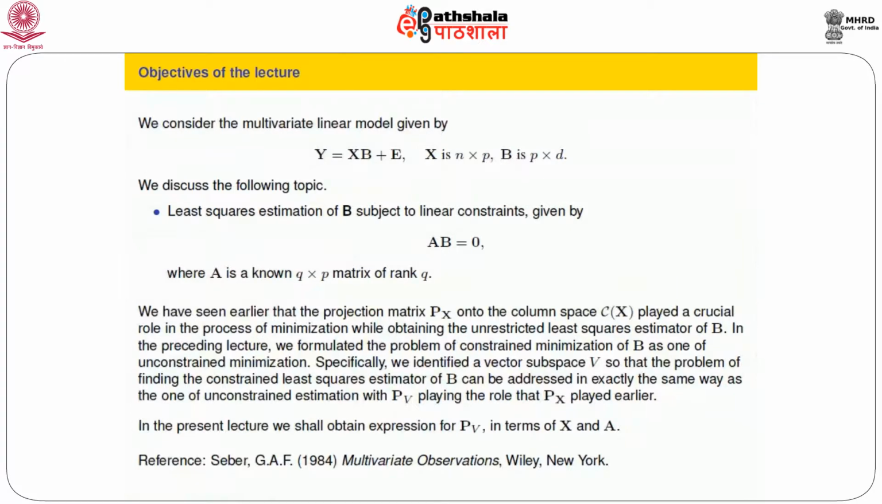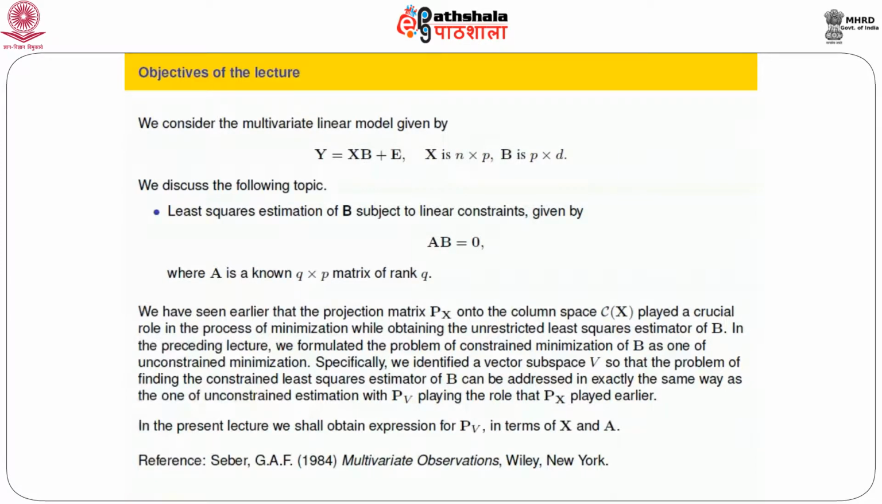So let's briefly recall. In the third lecture, we could recognize that this problem of constraint estimation can be recognized as an unconstrained estimation problem. In the unconstrained estimation problem, the projection matrix onto the column space of X plays a crucial role. In this case, we have identified a suitable vector space V so that the projection matrix onto V will play exactly the same role. And in this lecture, we are going to find an expression for PV in terms of X and A. So let's see the model again.